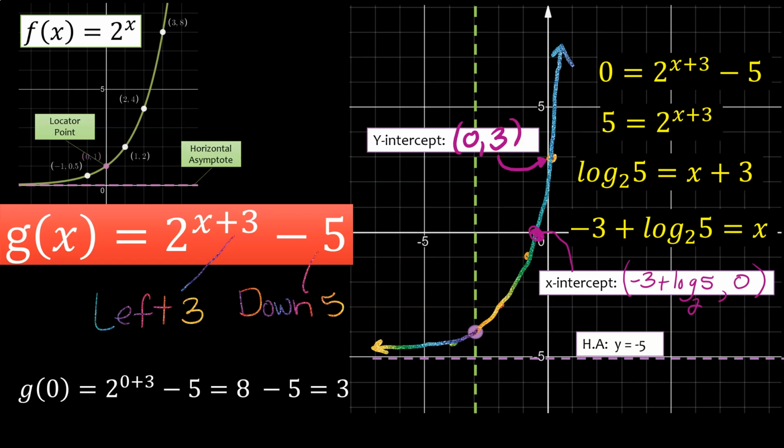Now, if the base is 3, we would go through the same actual process, go graph our parent graph, and the locator point again is still going to be 0, 1, and you still have a horizontal asymptote at y equal to 0 for the parent graph. Now the other side points, the white dots, are going to be different because the base would be different, but as far as the shape goes, it's going to be the same shape. All right, and that is it.